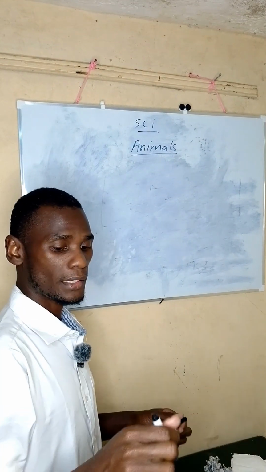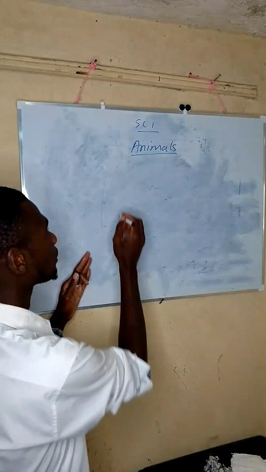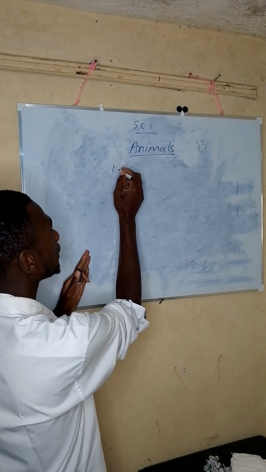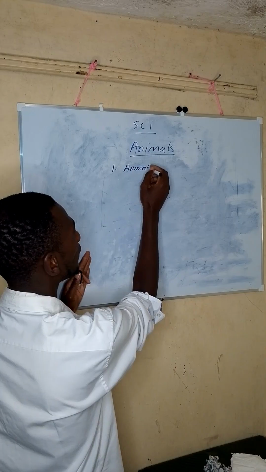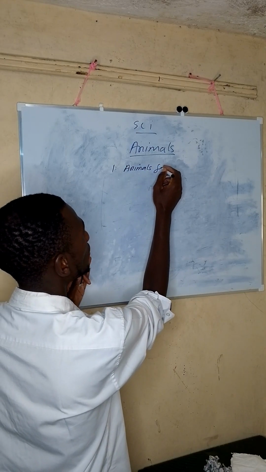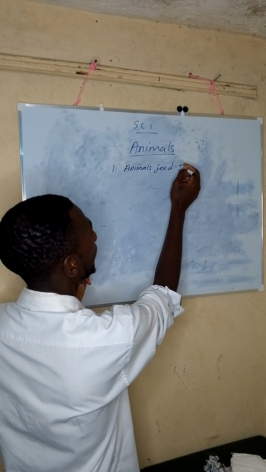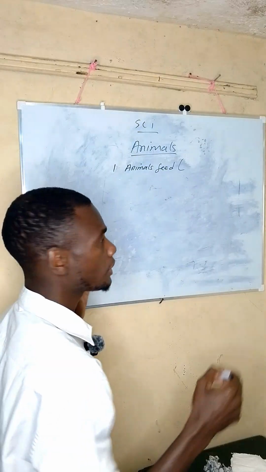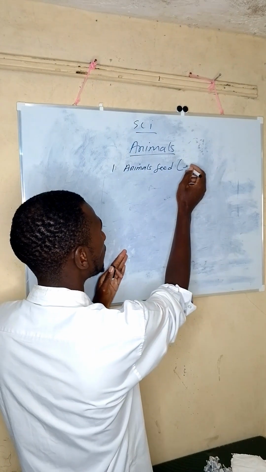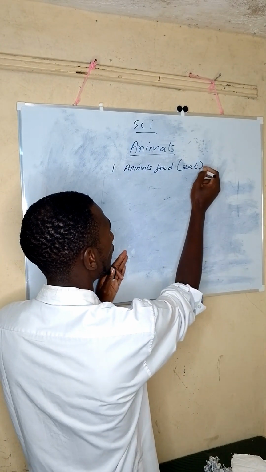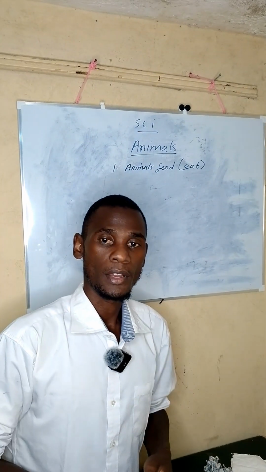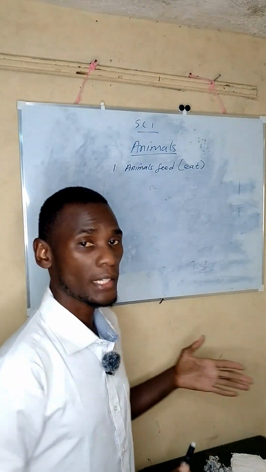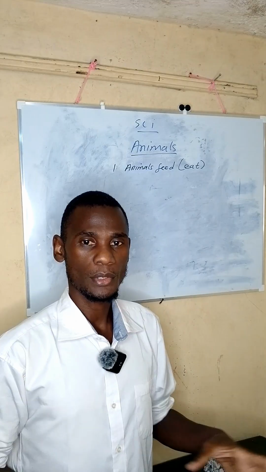Now, the first characteristics that all animals must do is all animals feed. That is number one characteristics. Animals feed. So the word feeding means they need food, and therefore we can say all animals eat. Though we have different animals eating different types of foods.